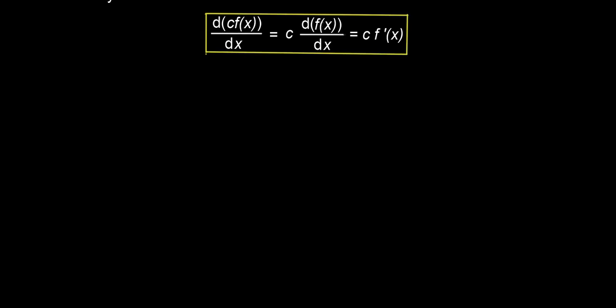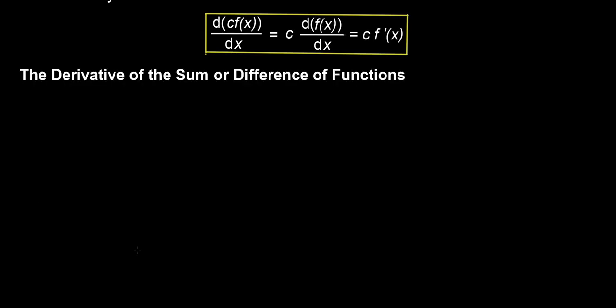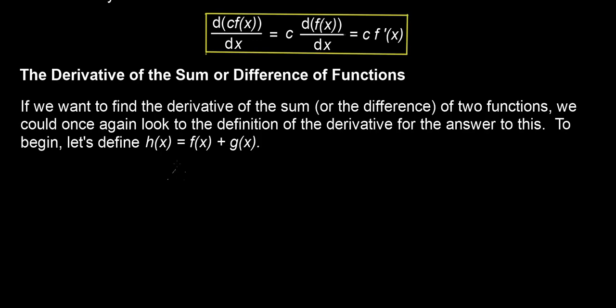Okay, so what if I want to find the derivative of a sum or a difference of two or more functions? We'll start by taking a sum of two functions, f of x and g of x. Both of those are functions of x, which means that when we take the sum of them, we get another function of x. So we'll define a function h of x, which will be equal to the sum of the two functions f of x and g of x.